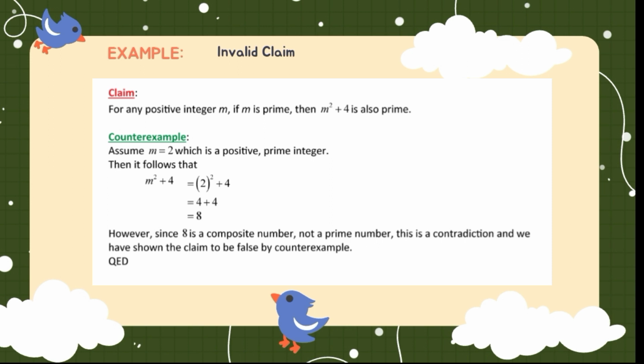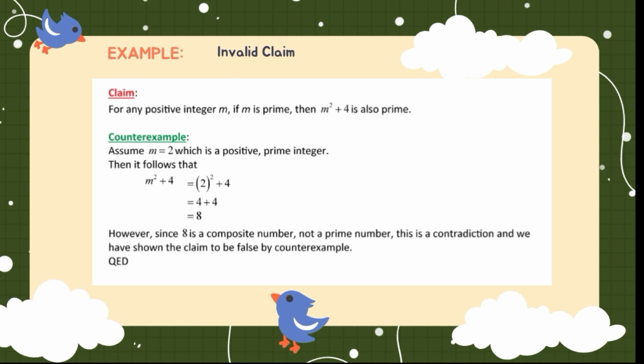So what is a counterexample? A counterexample is just one example showing the claim to be false. So let's see how we would use a counterexample to refute a claim. Basing on the structure, we begin with assuming. So assume m is equal to 2, which is a positive prime integer. Examples of prime integers are 2, 3, 5, 7, and so on.